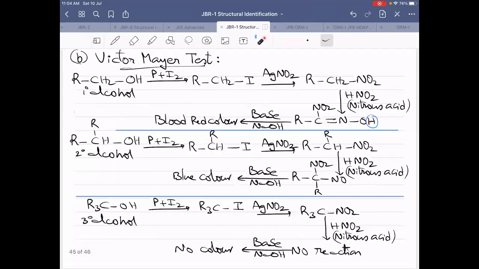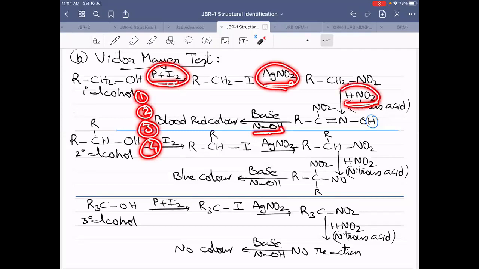Okay. So then last reaction, you see, Victor Meyer test. Primary alcohol. See, first of all, there is a series of reagents you have to add. First one is phosphorus plus iodine. Second one, silver nitrite, not nitrate, nitrite, AgNO2. Then third one is nitrous acid. Then fourth one is a base like NaOH or KOH. These are the four reagents you have to add in the same sequence.